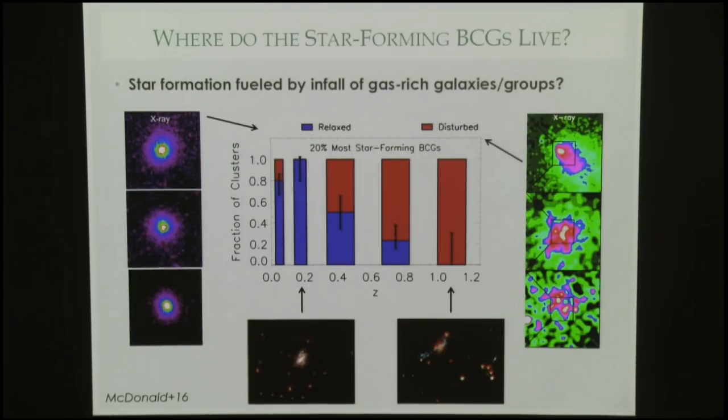Okay, that's not surprising. That's what I told you on slide 2, right? That in the centers of these cool core clusters, we always find these residual cooling flows. And so we see star formation in clusters that are relaxed, that look like this, that have these cool cores.